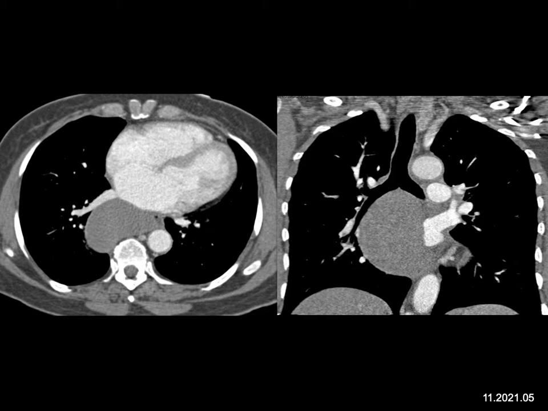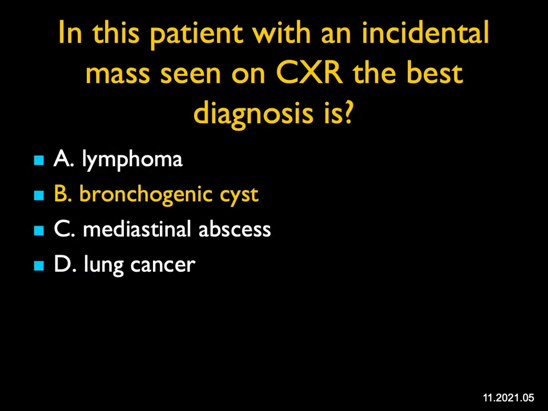You surely wouldn't think about a pericardial cyst. Remember, we think of those three cysts: bronchogenic cyst, esophageal duplication cyst, and pericardial cyst, and this is a bronchogenic cyst.